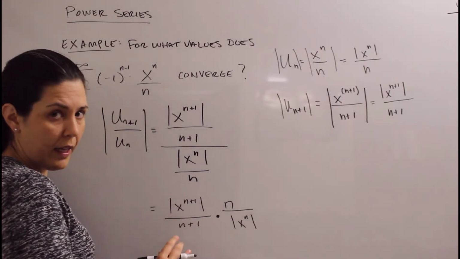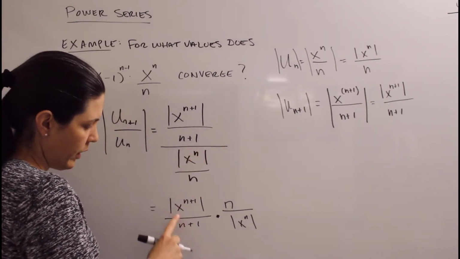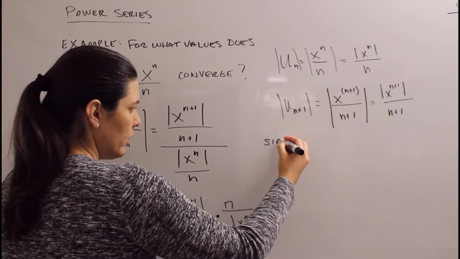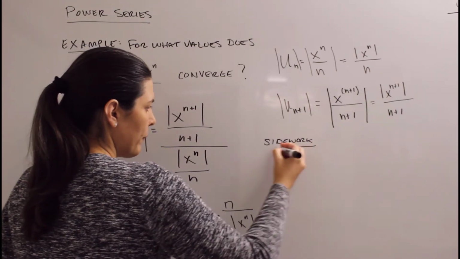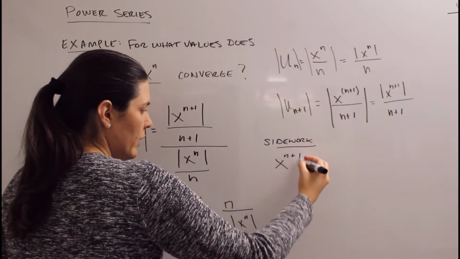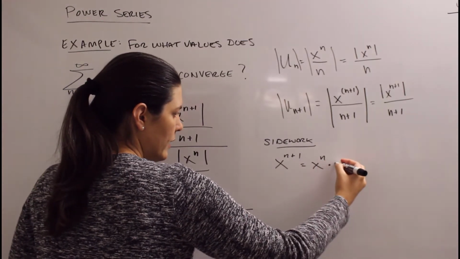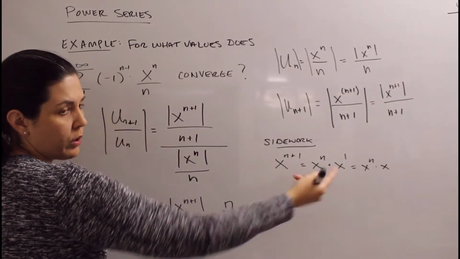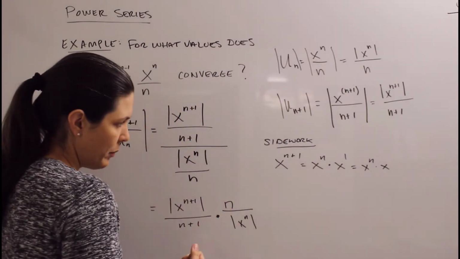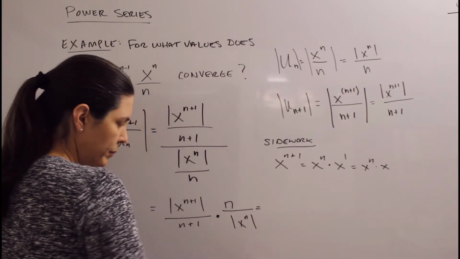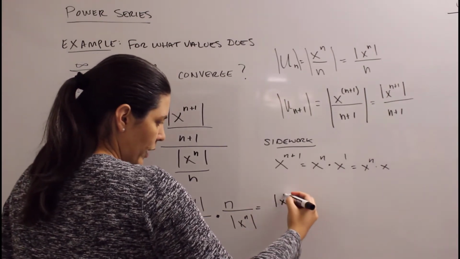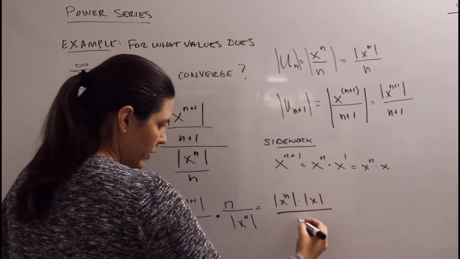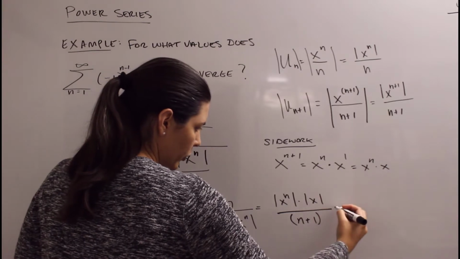Okay, now here's a little bit of algebra for us other than what we did so far. We have this x to the n plus 1 power. Using our exponent rules, just a little bit of side work here. X to the n plus 1 is the same thing as x to the n times x to the 1, which is just x to the n times x, because of the rules of exponents from algebra. So I can rewrite this expression as absolute value x to the n times absolute value of x over n plus 1. I'm going to go ahead and group that.